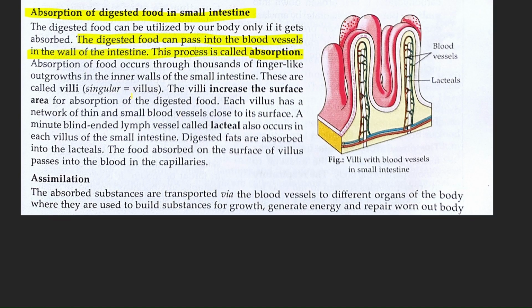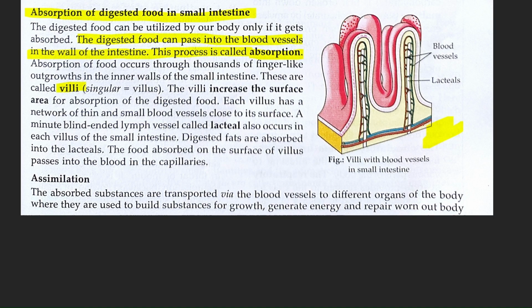Absorption of food occurs through thousands of finger-like outgrowths in the inner walls of the small intestine. These are called villi, singular villus. The villi increase the surface area for absorption.